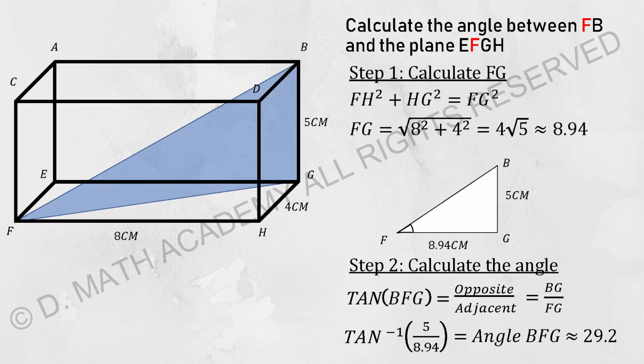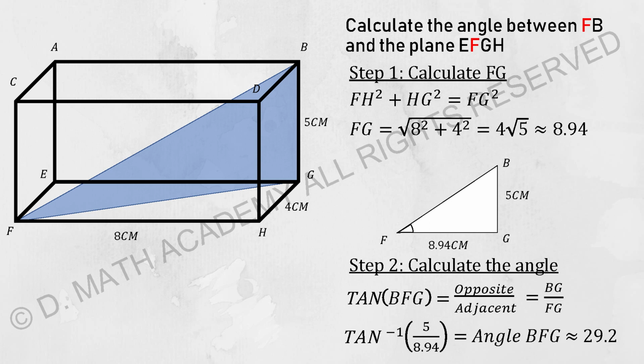For the next question, this is the more common one where they ask you to identify the angle of FB with the plane EFGH. So F is the repeating one. We already have BG's value, which is 5. So you need at least one more for you to run the calculation. So the side that's missing will be FG.